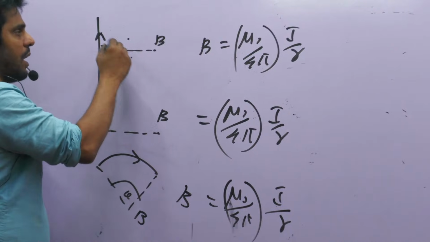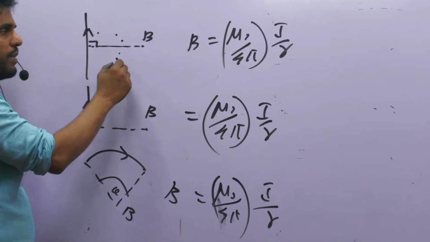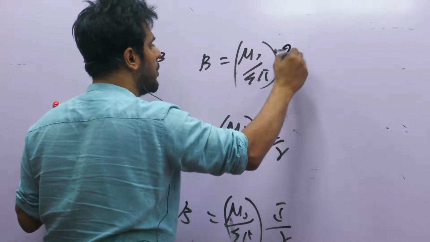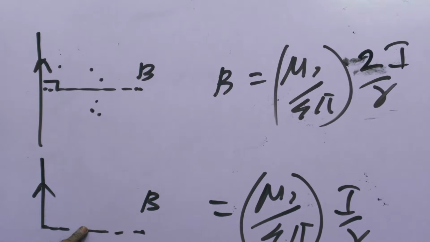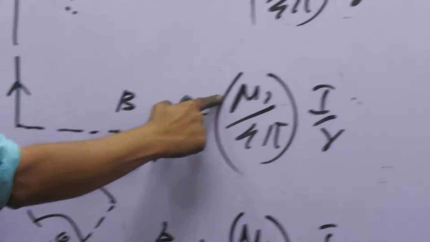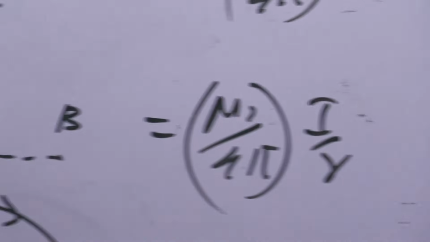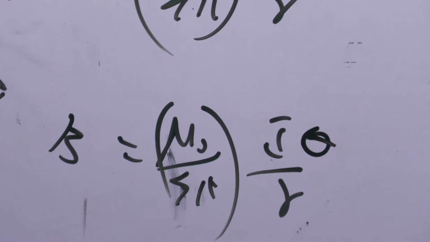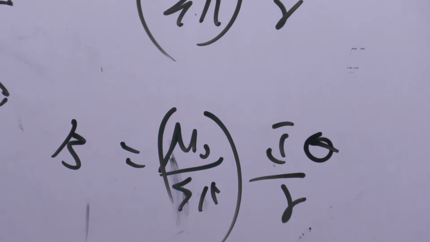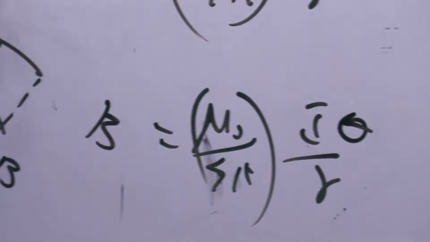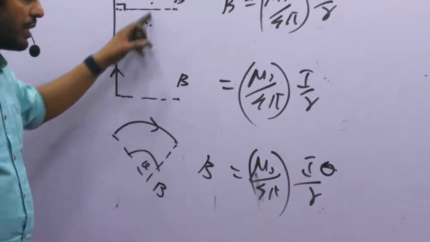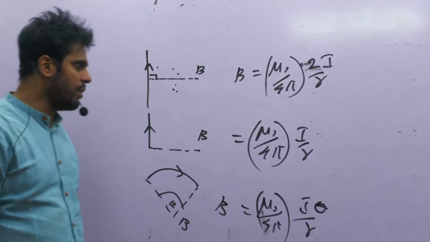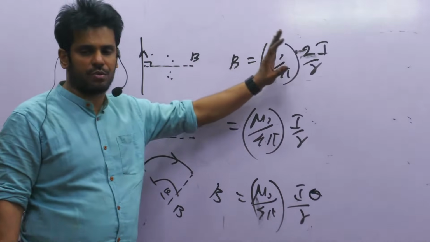When the current exists on both sides from the necessary point, you have to multiply by 2. When the current exists on one side, you multiply by 1. When it makes theta at the center, you have to multiply by theta, but theta should be measured in radians. That's it. These are the three equations for magnetic fields. This is the first part. We will go to the next part next week.